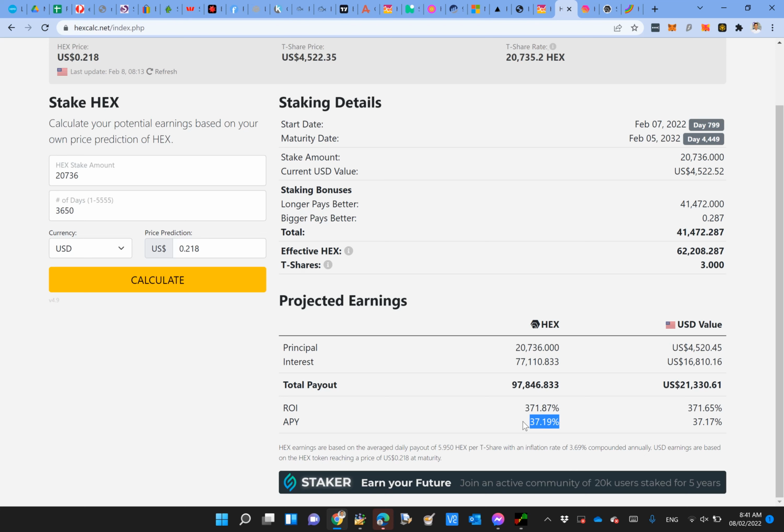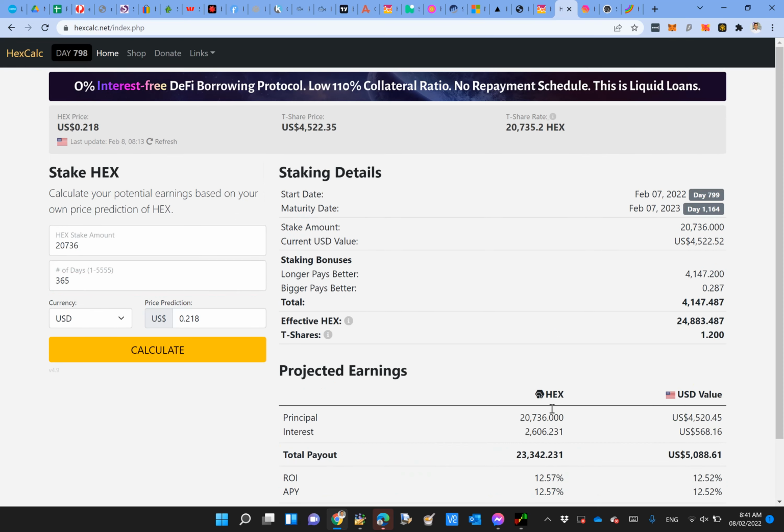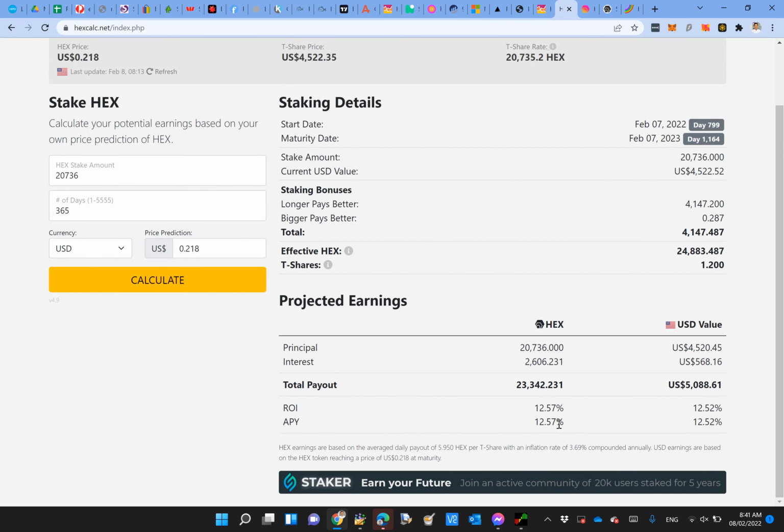You have an APY of 37% now, instead of an APY of, say, if you stake it for a year, 12% paid in HEX. That's based on today's price. Even if the price never changes and stays at this level, you are getting this sort of yield, which is great. I mean, nothing performs as well, but who knows what the price is going to be in 10 years.